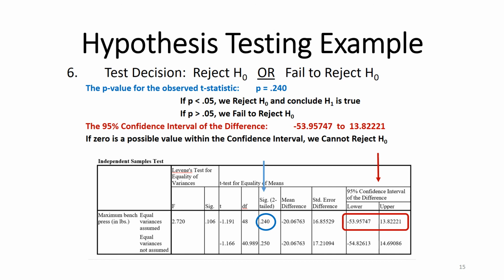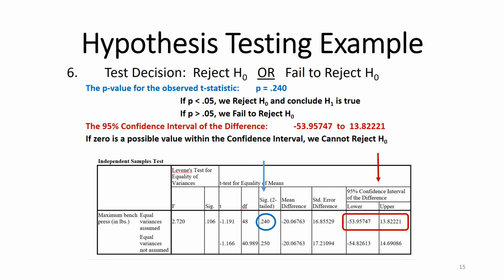Well, the null hypothesis said that they were equal, right? That the mean for the innocents was equal to the mean for the meatheads. Well, if they're equal, that's saying that the difference is 0. So when we look at the confidence interval, if 0 is a possibility within that range of values, we cannot reject the null hypothesis. So by thinking about a number line, it starts at a negative 53.95, and then it goes up to a positive 13.82.